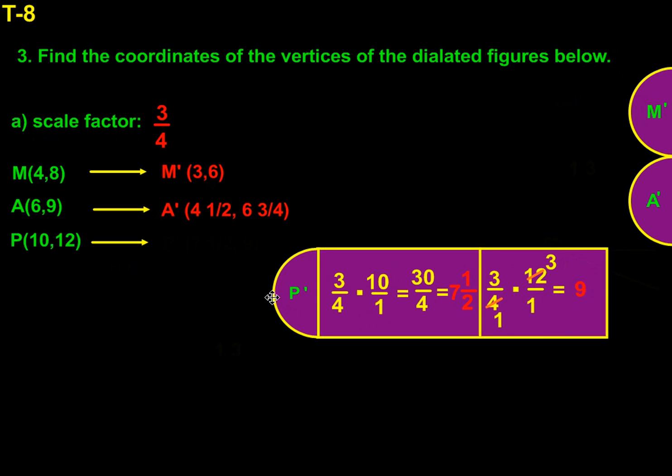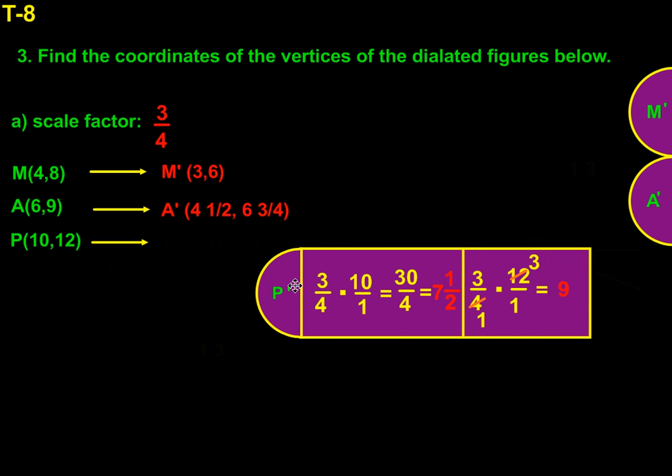For our P prime coordinates, we're going to be taking 10 and 12 and multiplying them by 3/4. Again, I could do cross product, but it's not going to reduce anything to 1, so there's not much reason to do that. 3 times 10 is 30. 4 times 1 is 4. It's an improper fraction. 4 goes into 30 7 times, and it would be 2/4, which reduces to 1/2 left over, so 7.5 for our x coordinate for P prime.